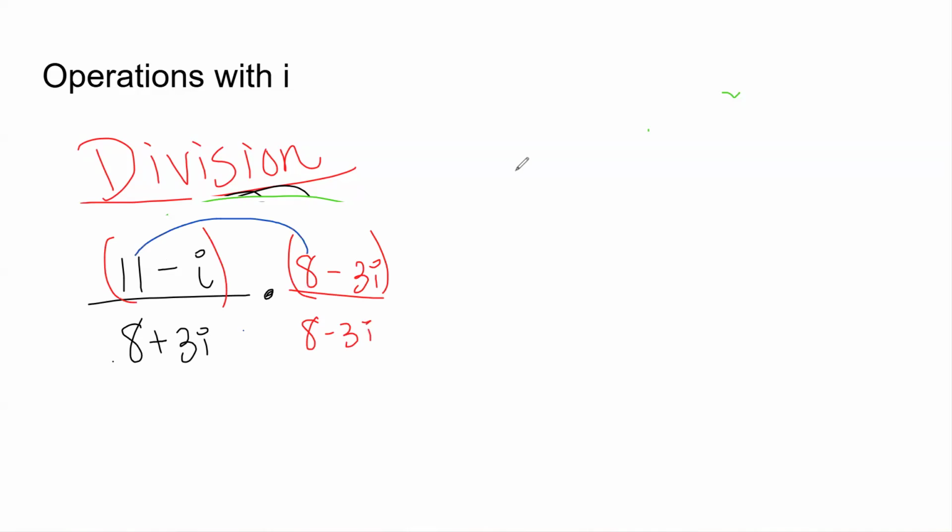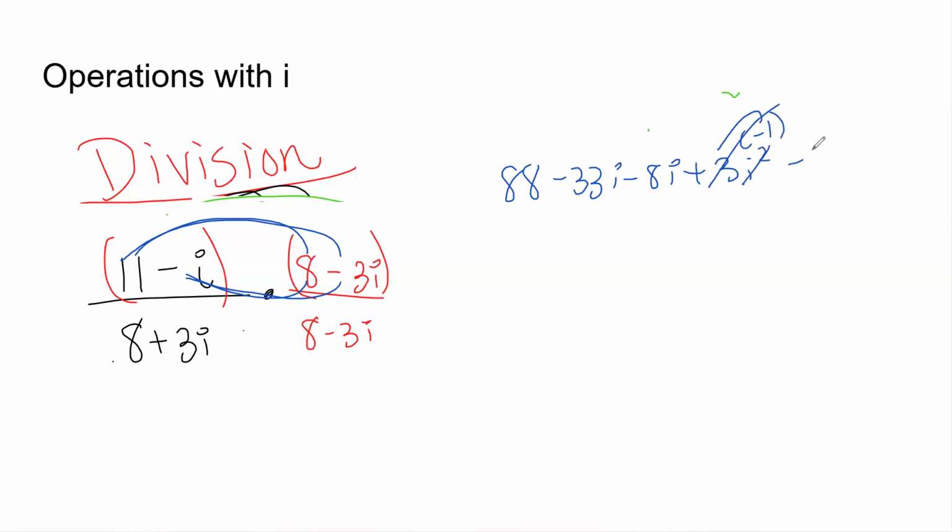Foiling out the top, that'd be 88 minus 33i minus 8i plus 3i squared, which is -1, which is -3. 88 minus 3 is 85. You owe me 33, you owe me 8. So you owe me 41i. There's the top. Now FOILing out the bottom.